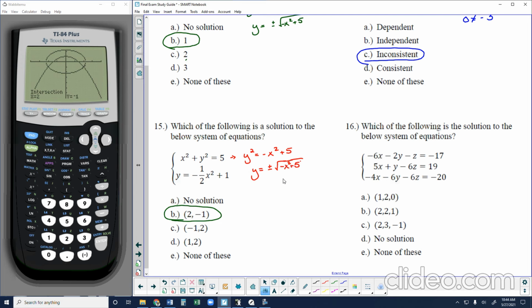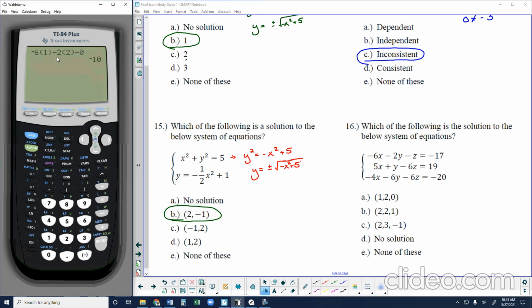In problem 16, the final problem we're going to look at in this video, it says which of the following is the solution to the below system of equations? So here I have a system of equations, a 3-variable system, and I could solve this algebraically if I wanted to, but a quick way to check these is actually to substitute. So I'm going to take this first equation and substitute in the x value of 1, the y value of 2, and the z value of 0.